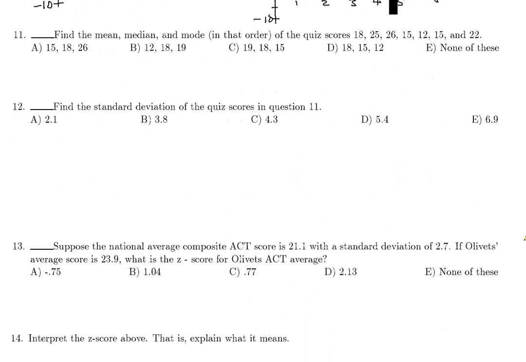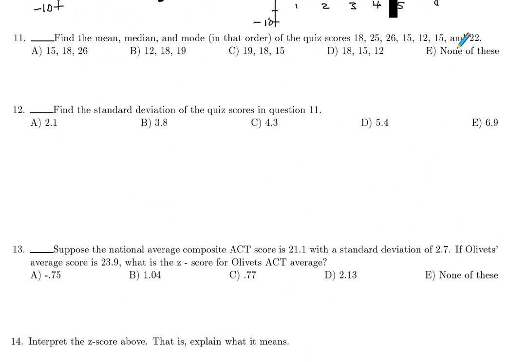All right, in number 11, we're finding mean, median, and mode of the data that we have here, quiz scores. And so let's see, why don't we go ahead and put these in order, because to find the median we'll need to put them in order. So let's see, it looks like 12 is the lowest there. And then let's see here, we got a 12, looks like 2 15s.